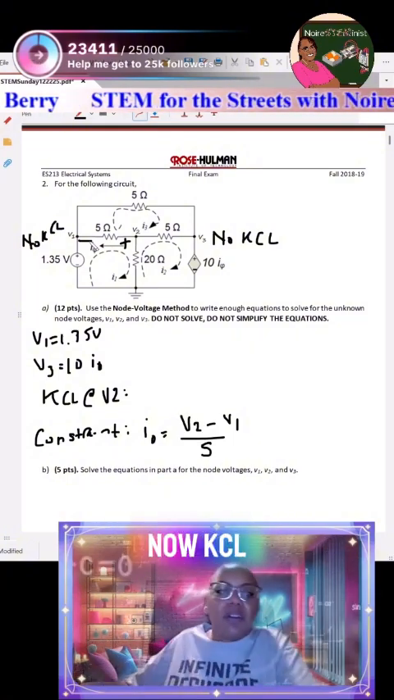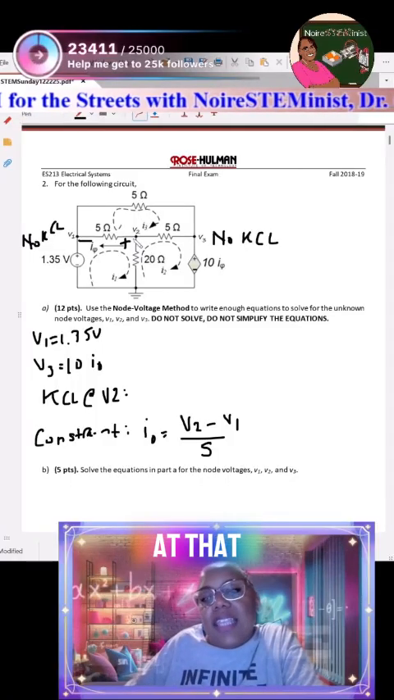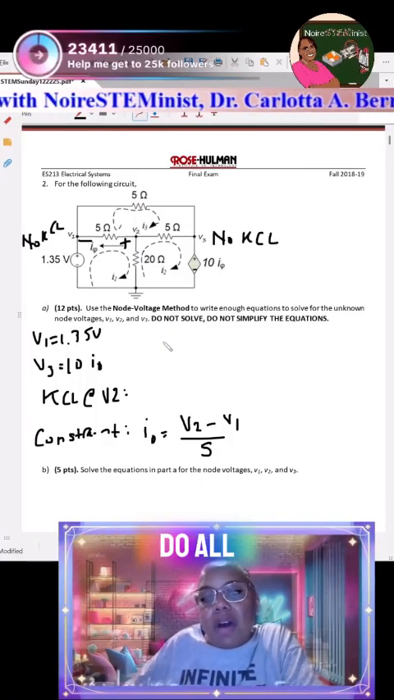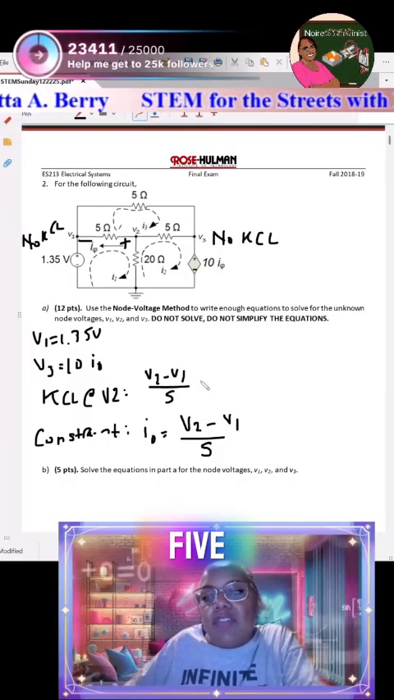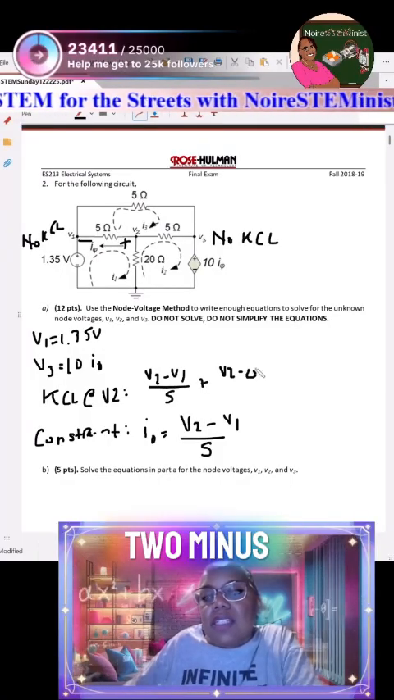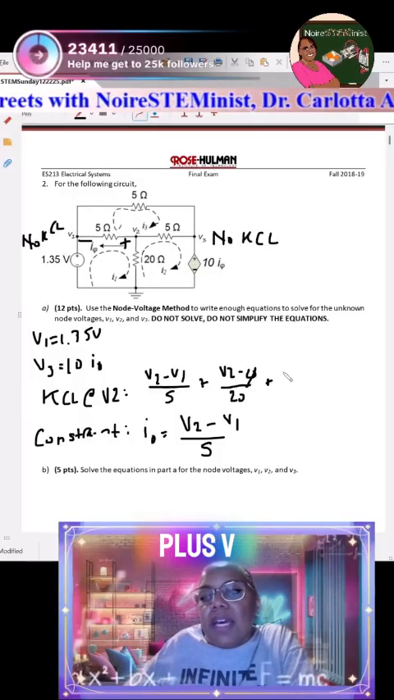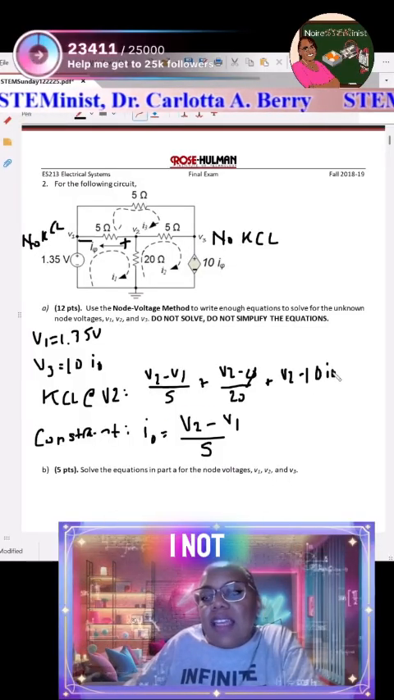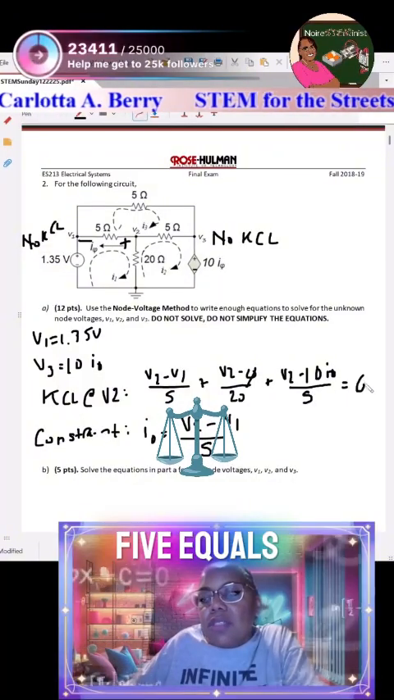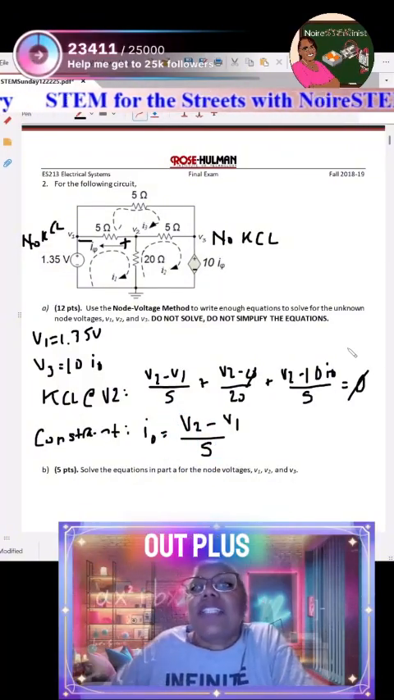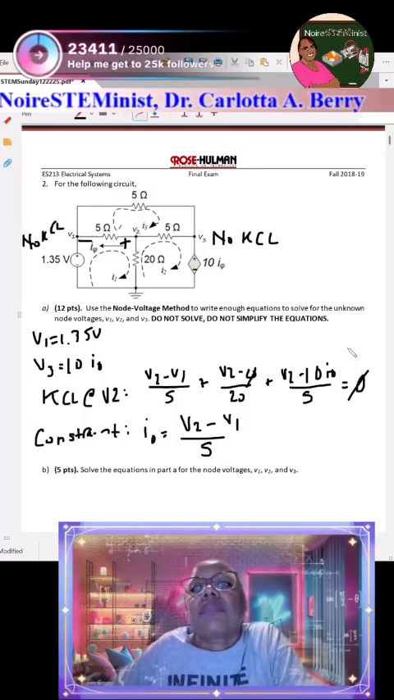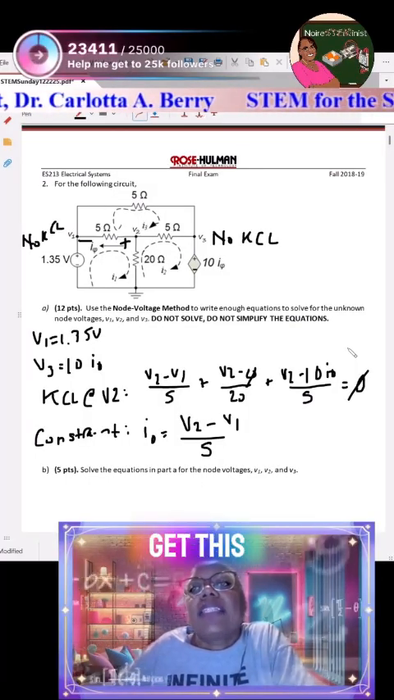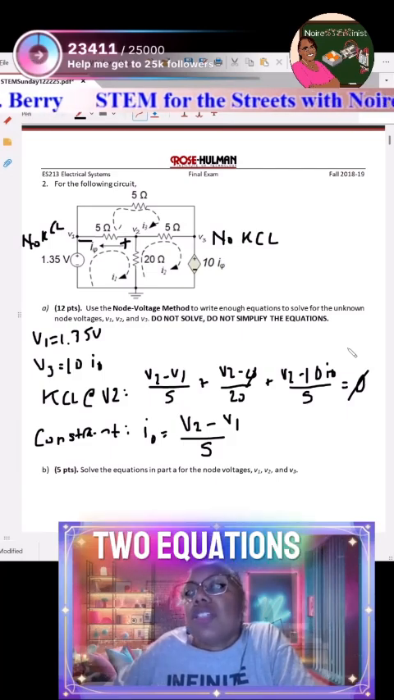Okay, so now KCL at that middle node is going to be, I'm going to do all of them out. It doesn't really matter. I'll have V2 minus V1 over 5 plus V2 minus 0 over 20 plus V2 minus 10 I naught over 5 equals 0. We're going to have current out plus out equals in. This ends up being, I can get this down to 2 equations and 2 unknowns.